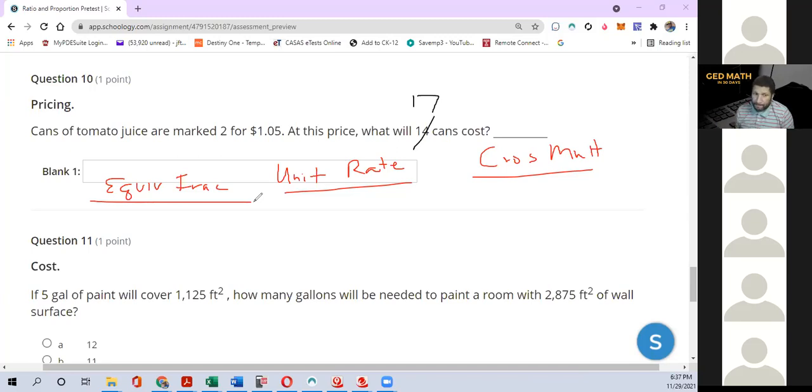How will we set this up? 2 over 105. Hold on, Mr. Tinsley, I didn't set mine up that way. I did 105 over 2. Does it matter? No. But we have to understand the 2 is the number of cans and the 105 is the price. So that's the first ratio that we know: 2 for 105 equals what? 17 over x. Is there a number that we can multiply 2 by to get 17?